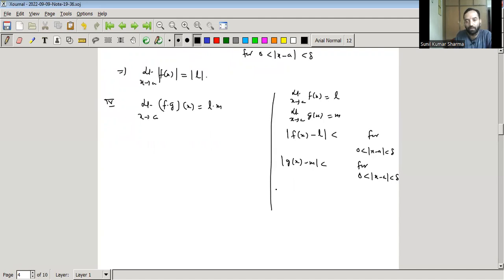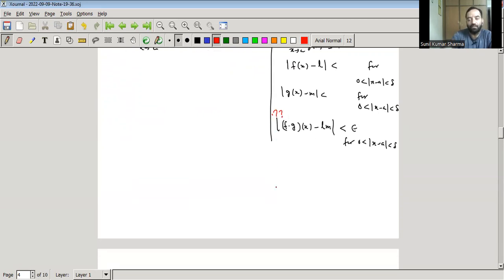What we have to find out is to estimate mod f into g at x minus L into m, and our result should be less than epsilon for 0 less than mod x minus a less than delta. This is our objective, so this we have to prove. What we will do, we start with mod f into g at x minus L into m, that is equal to, we can write f(x) into g(x) minus L into m.